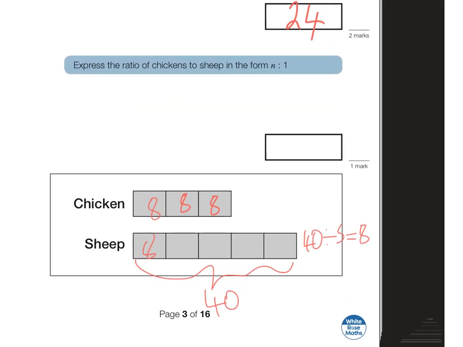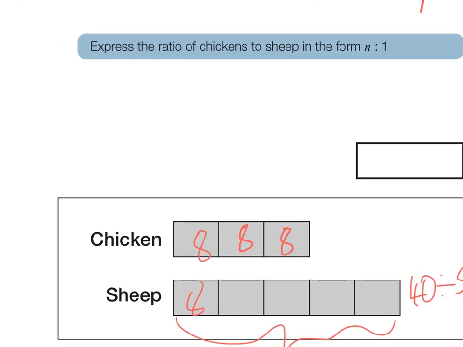Okay, the ratio of chickens to sheep is 3 to 5, but you want the second number to be 1. So you have to divide both sides by 5, and 3 divided by 5 is 3/5, which is 0.6. So you'd have 0.6 to 1.